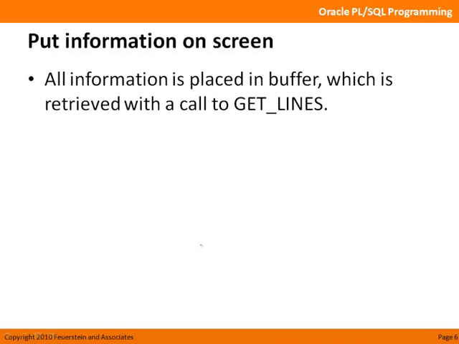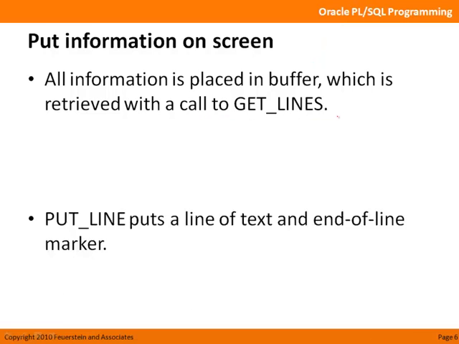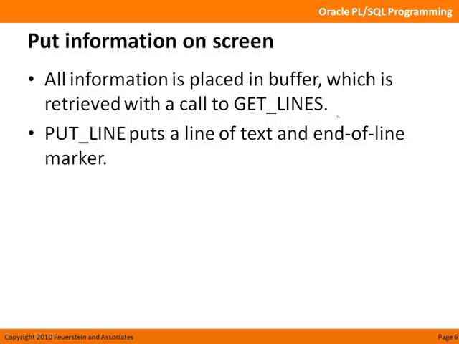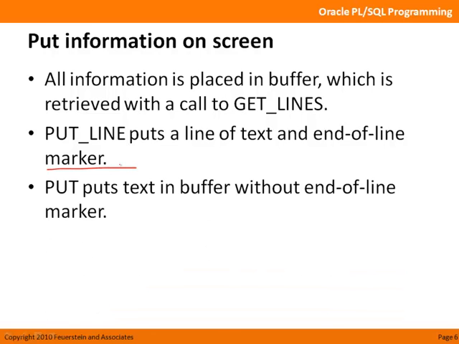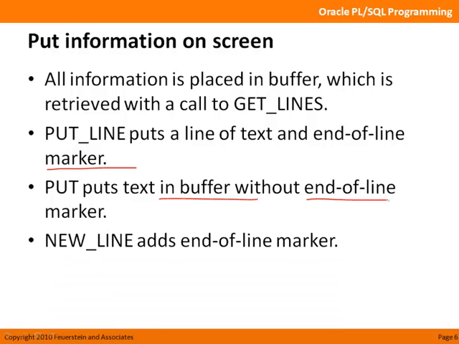The way it works is that the information is placed into a buffer, an area of memory, which is then retrieved with a call to dbms output getLines. Again, all of that is hidden from your view. You call dbms output.putLine to put out a line of text and an end of line marker. You can call put to put text into the buffer without an end of line marker, and you can call newLine to add an end of line marker. So you've got a little bit of flexibility. Generally speaking, everybody just uses putLine, but you can use those others as well. Let's take a look.